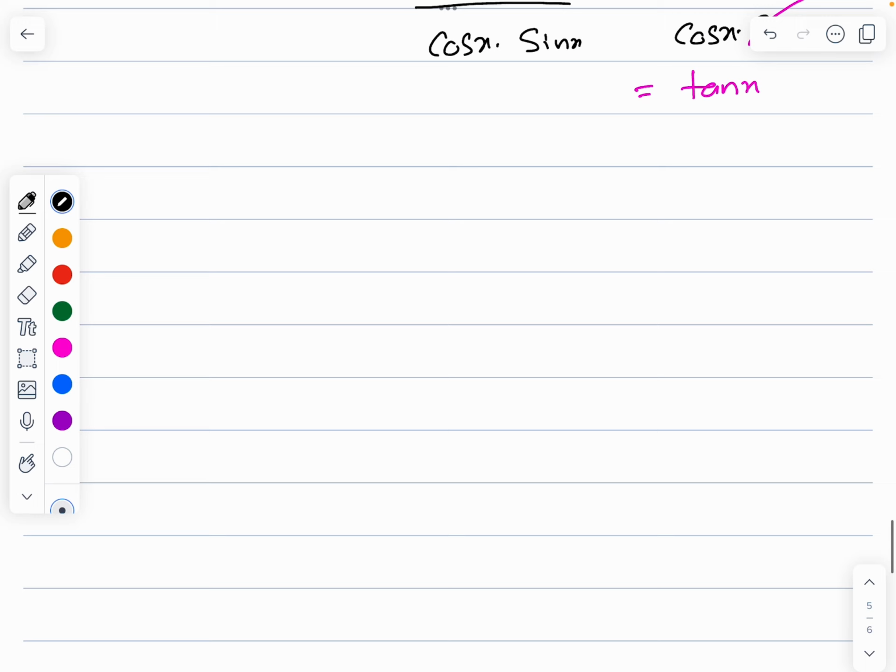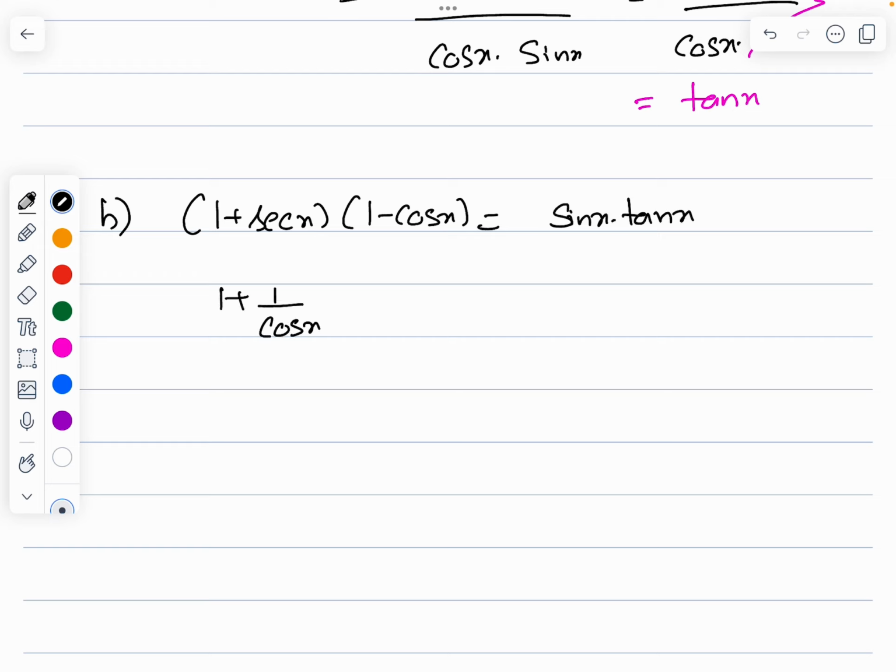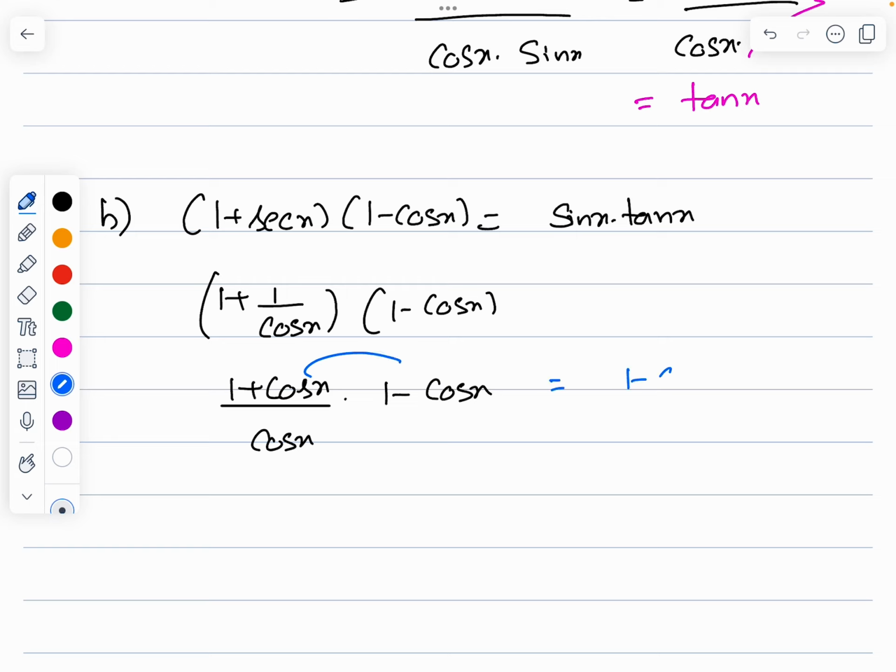Coming to part B, prove that (1 plus secant x) times (1 minus cos x) equals sin x times tan x. So 1 plus secant x, where secant x is 1 upon cos x, times 1 minus cos x. Taking the common denominator, it becomes (cos x plus 1) times (1 minus cos x), which is 1 minus cos square x, divided by cos x.